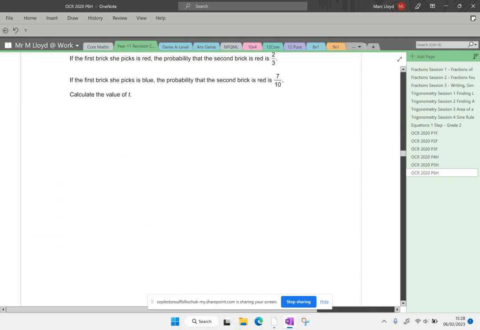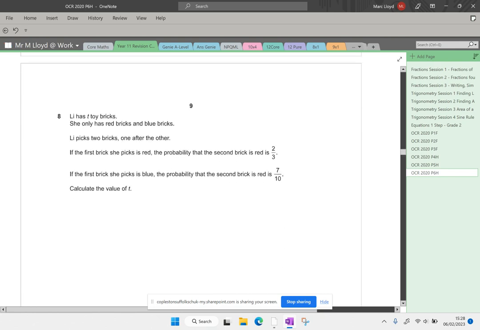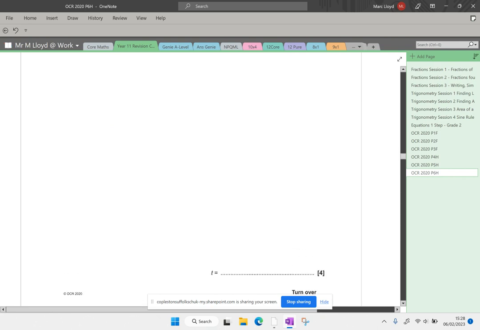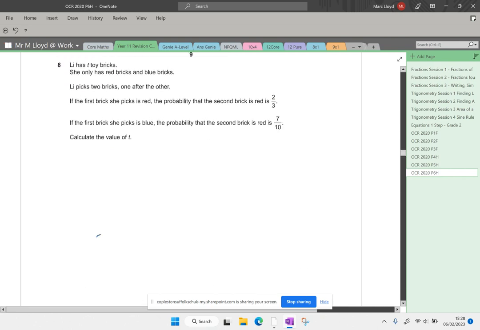Okay, scroll down. What have we got? Question 8. Oh, this looks wordy. Paper 3 is always wordy. Right, Lee has toy bricks. She only has red and blue. Lee picks 2 bricks, one after the other. If the first brick she picks is red, the probability that the second brick is red is 2/3. If the first brick she picks is blue, the probability that the second brick is red is 7/10. Calculate the value of t. 4 marks. Wow.